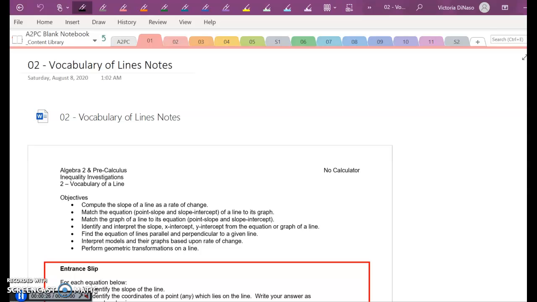We're going to identify and interpret the slope, x-intercept, and y-intercept from the equation or graph of a line. We're going to find the equation of lines parallel and perpendicular to a given line. We're going to interpret models and their graphs based on the rate of change. And we're also going to perform geometric transformations on a line.